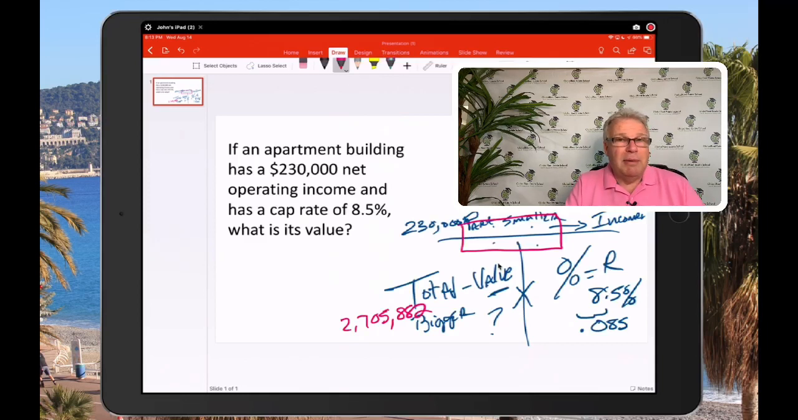Now, very quickly, because I've got about 30 seconds left here, a lot of times on the examination they want you to work these too deep. They might say, if a building is worth $2,705,882 at an 8.5% cap rate, what is it worth at a 7% cap rate? All you have to do is work this, which will give you this answer, and then you plug that into the new T problem with the 7% cap rate, and you'll get a whole different value.